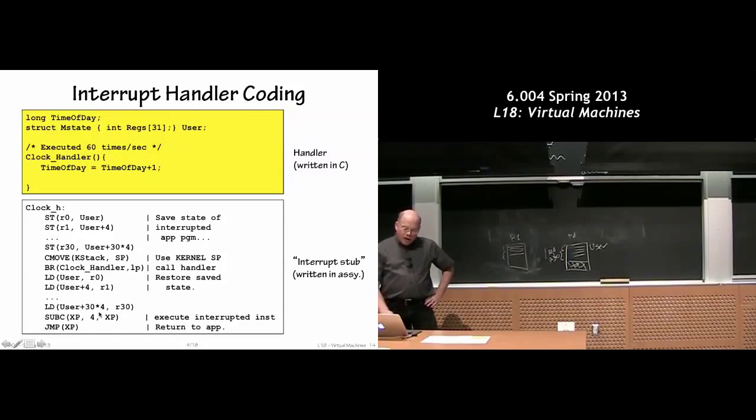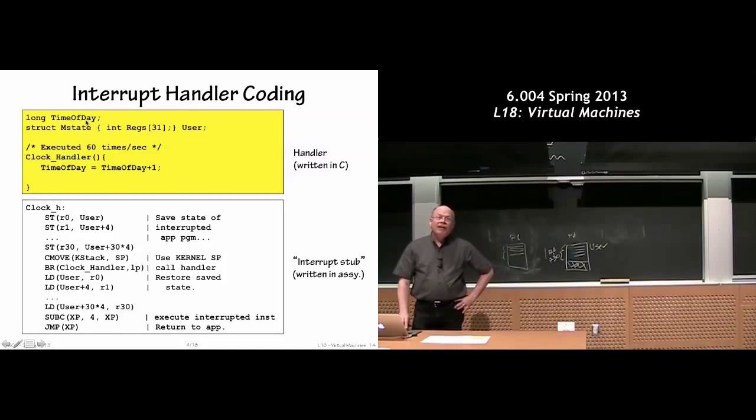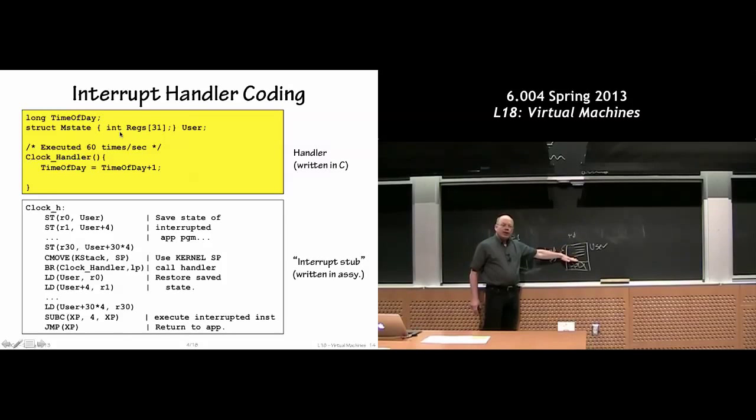The first thing we have here is a big, in this case, 64-bit number that represents the time of day, in milliseconds since midnight or something like that. Then we have this user data structure, which has a little array for storing these 31 registers. So when you asked where we store all this stuff, it's actually an array in the kernel.